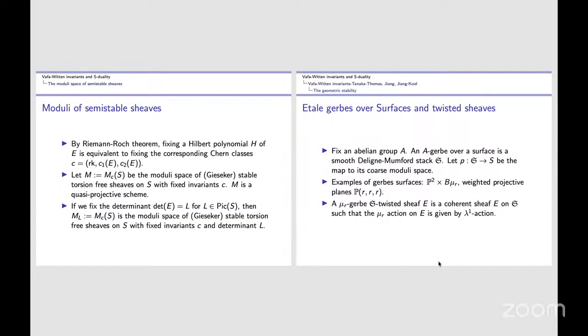Yeah, one question, sorry. What is the lambda 1 action here, in this case, for the gerbe? Because you have a mu_r gerbe, which means locally around S, you take an open cover U_i of S, and then locally it looks like U_i cross B mu_r. That means the mu_r acts trivially on the open subset of S, am I right? But if you have a sheaf on the gerbe, the mu_r action on the sheaf can be nontrivial.